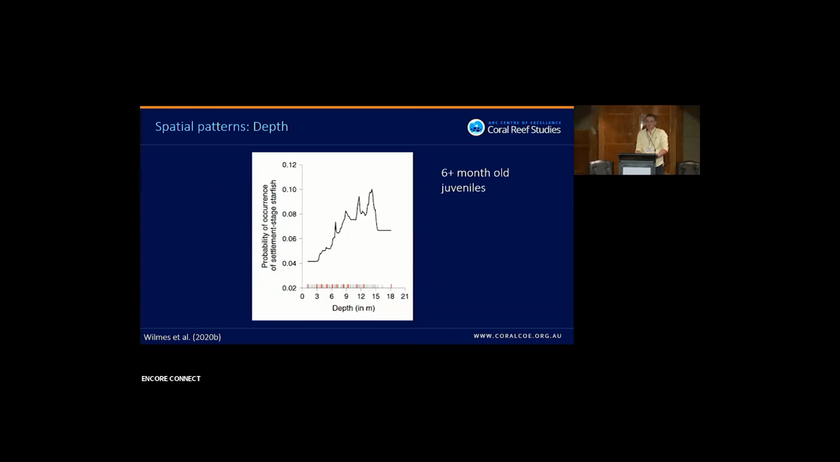Recently published records of 6+ month-old small juveniles across a wider depth range really support this conclusion. Although the mean density of juveniles was highest between 8 and 14 meters here. This is some work done by Jennifer Wilms, and this really suggests that it's likely the presence of particular reef substratum and associated chemical cues rather than things like depth that is driving these small-scale settlement patterns of crown-of-thorns starfish on reefs.